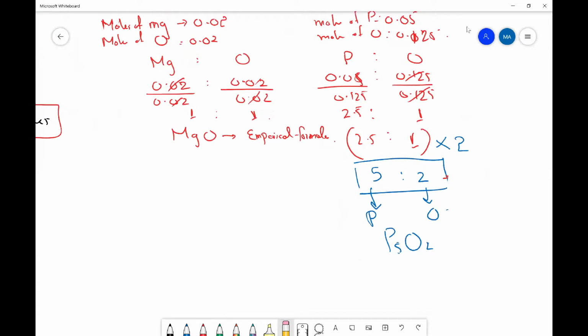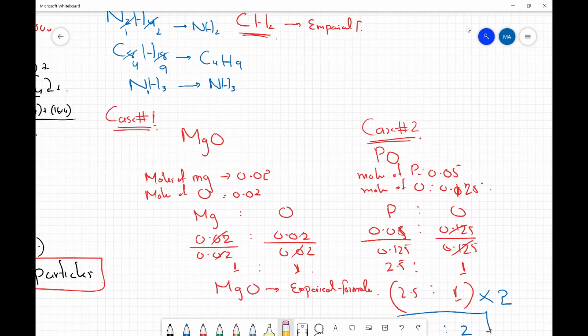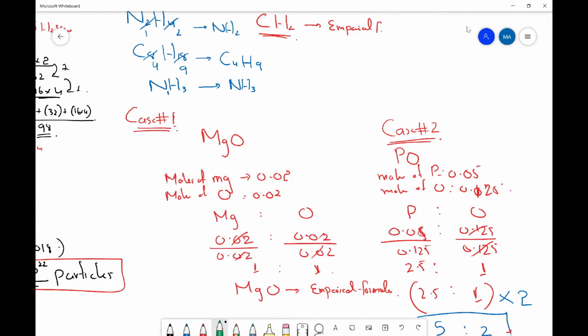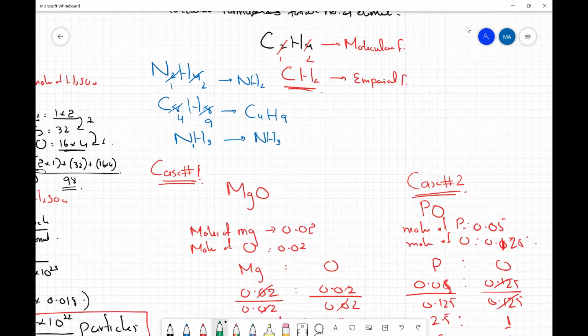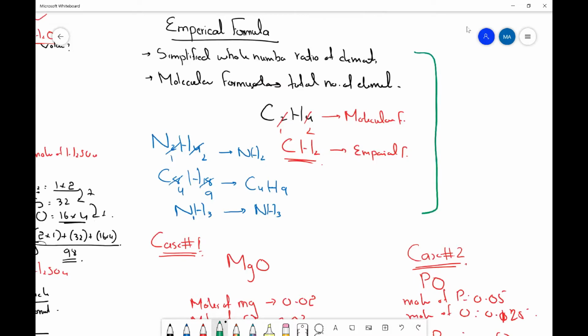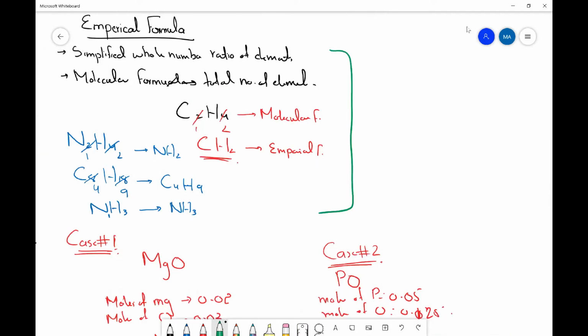So this is how you can calculate empirical formulas when you're given moles. This was another technique. All right, now there's another way to calculate empirical formulas. Let's just write the names of these cases as well. So the first technique, this here, was calculation of empirical formula through simplification. You can write it here, so it's going to be easier for you to understand these questions later on.